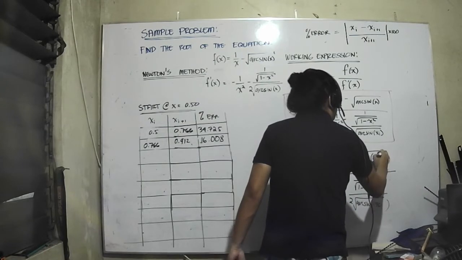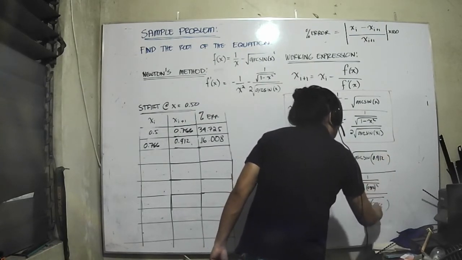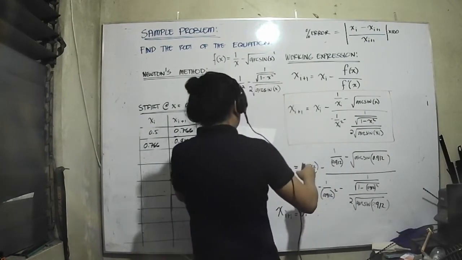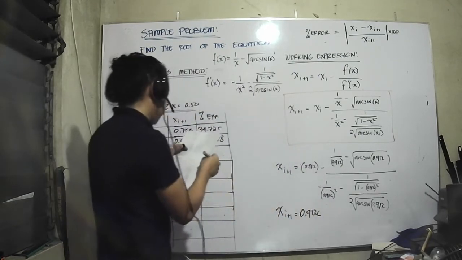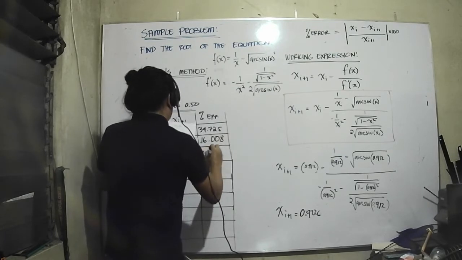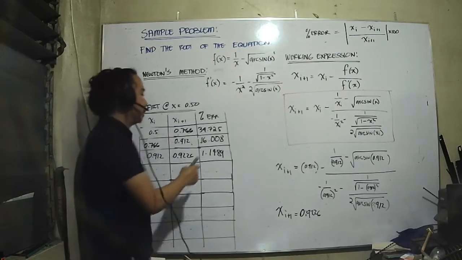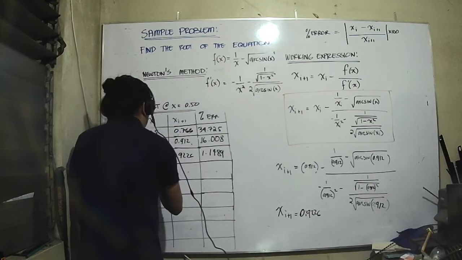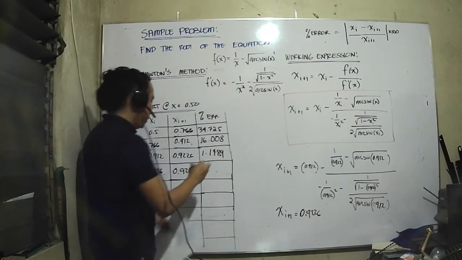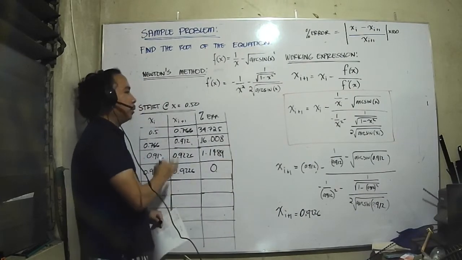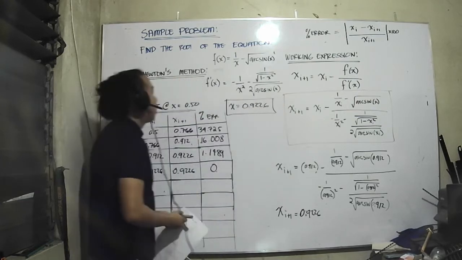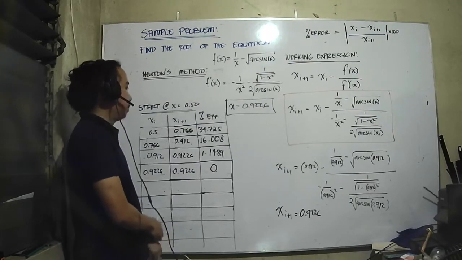Okay? So I plug in 0.912 here, and what I get is 0.9226. So from 0.912 to 0.9226, I get a percent error of 1.1489. So this is very good, an acceptable number. If I plug it in again, it is basically the same anyway. It won't change much, so our percent error is now 0. The root of our equation is equal to 0.9226. That is via Newton's method.